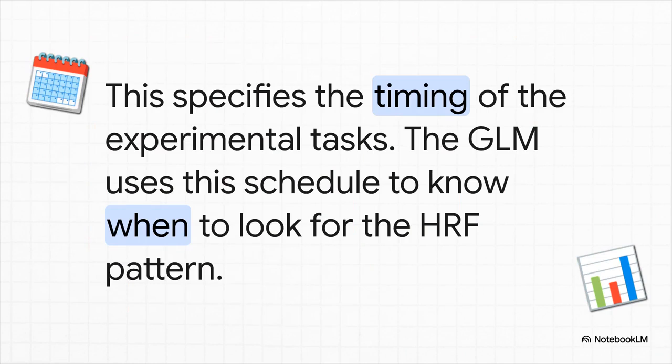And how does the GLM know when to look for that red hat? Well, that's the job of the design matrix. This is really just a schedule of your experiment. You tell the model exactly when a task started and how long it went on. The GLM then uses this timing to look for that ideal HRF pattern, but only at the moments it should be there according to your schedule.